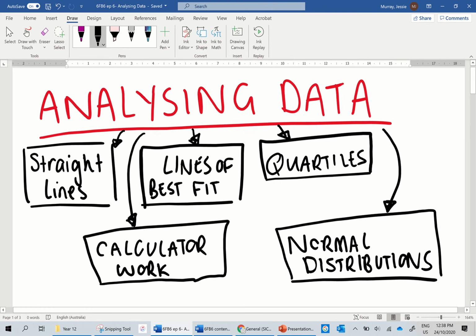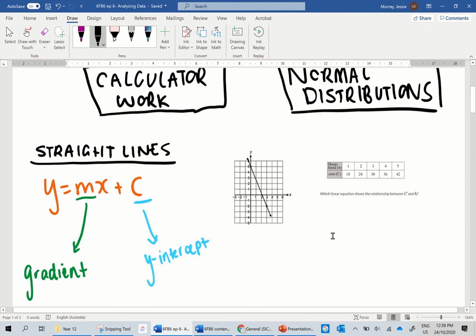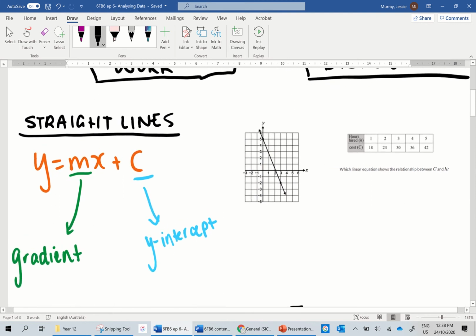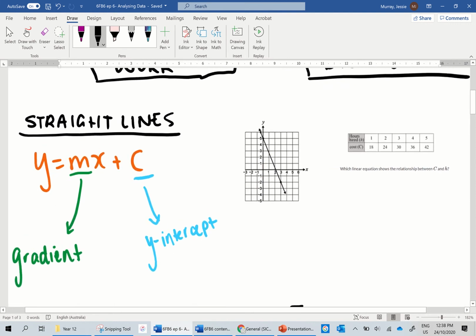Analysing data, here are the 5 main parts I'm breaking it down into. So, straight lines.